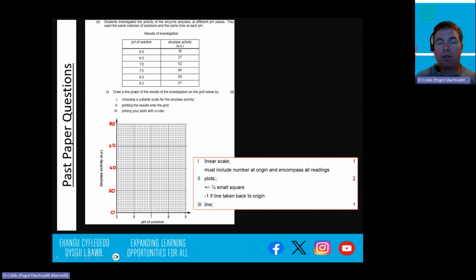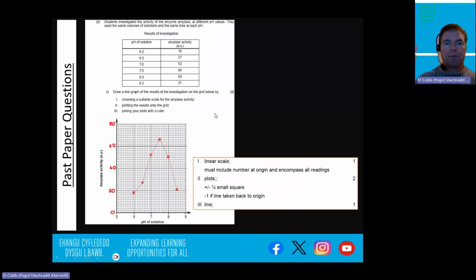But you must make sure you have something at the origin. It does not need to be 0. It's a very common error that pupils miss off a value at the origin. And the next thing that can cause problems is they think they have to start at 0, and you don't have to start at 0. When it comes to plots, you see there's a tolerance of half a small square, and you've got 2 marks that were being offered for that. So do your plots, and then it's a case of joining them together with a ruler.